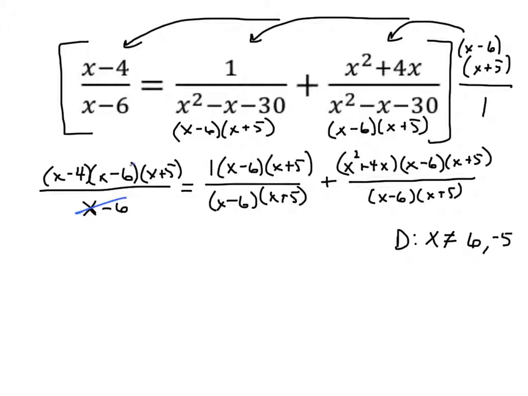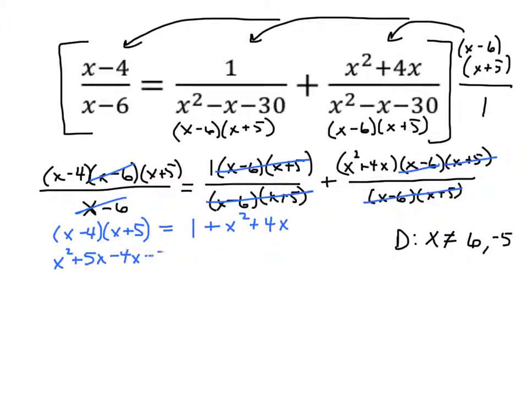So x minus 6 crosses out. x minus 4, x plus 5 left over. These two cancel out. I'm left with a 1. These two cancel out, and I'm left with an x squared plus 4x. Okay? Now, my problem's a little bit different, because now I've got two binomials here that I'm going to have to FOIL. Okay? So first times first is x squared. Outsides, that's going to be 5x. Inside is negative 4x. Last is negative 20.